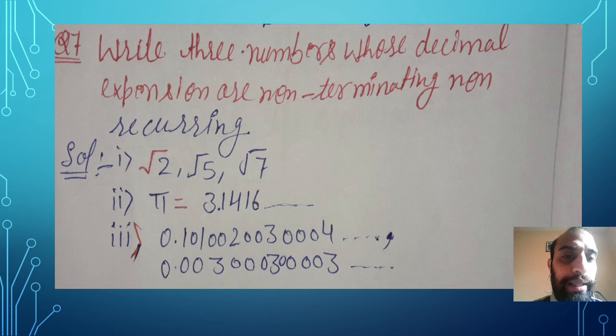Next is pi. We discussed this a number of times. Pi is 22 upon 7. After dividing 22 by 7, you will get different answers. Next category is 0.01, 0.02, 0.003, 0.004. So different answers are there.